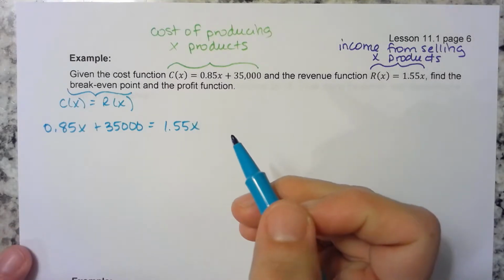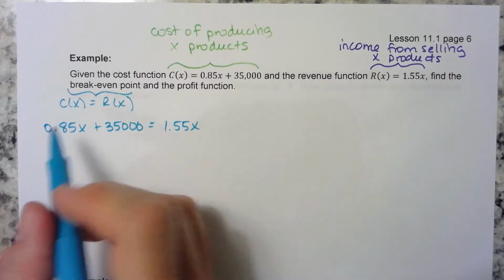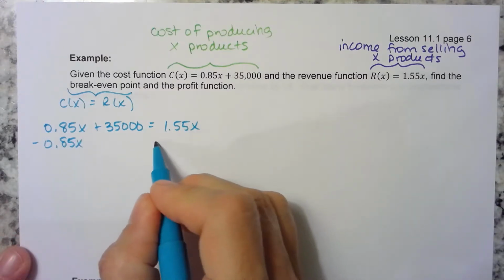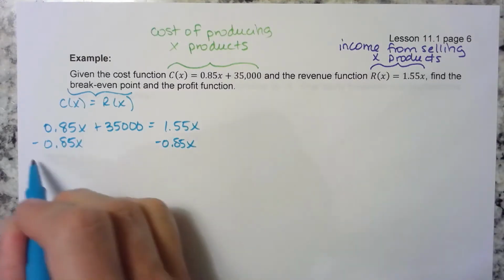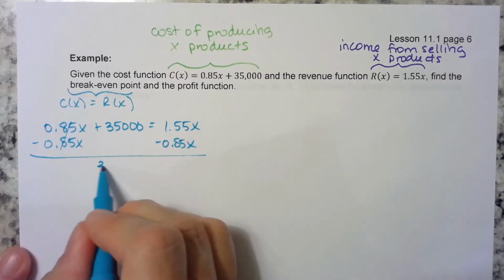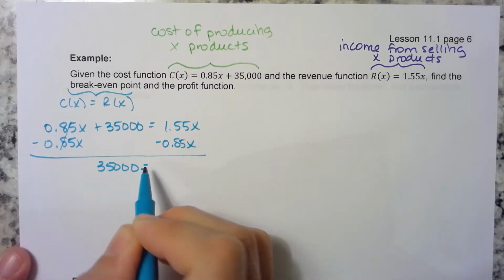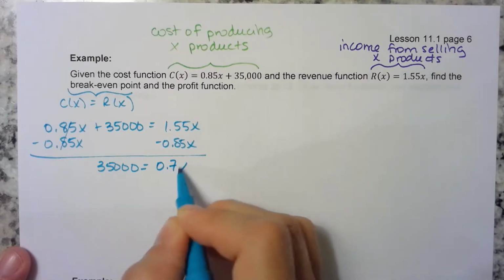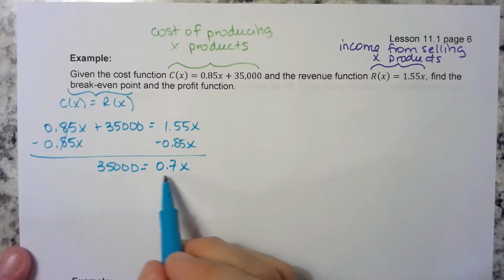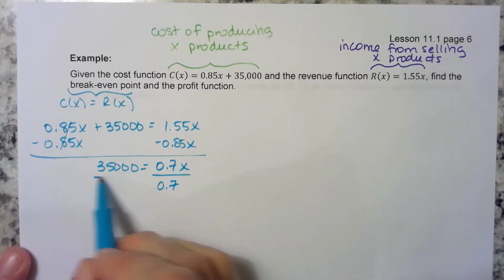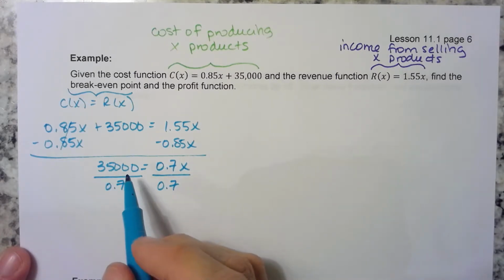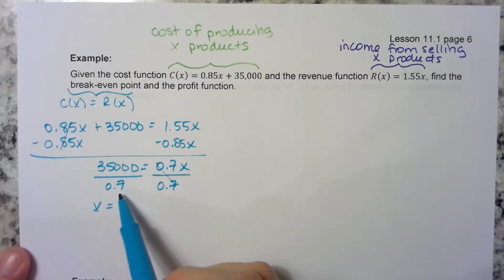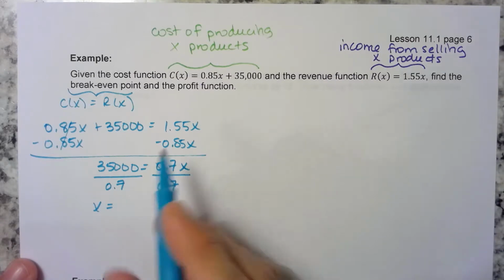And we can solve it from there. So let's see, we can subtract 0.85x. So we have 35,000 is equal to, when you subtract these, I think you get 0.7. Then we can divide both sides by 0.7 and find out that x is equal to 35,000 divided by 0.7, which is going to be 50,000.